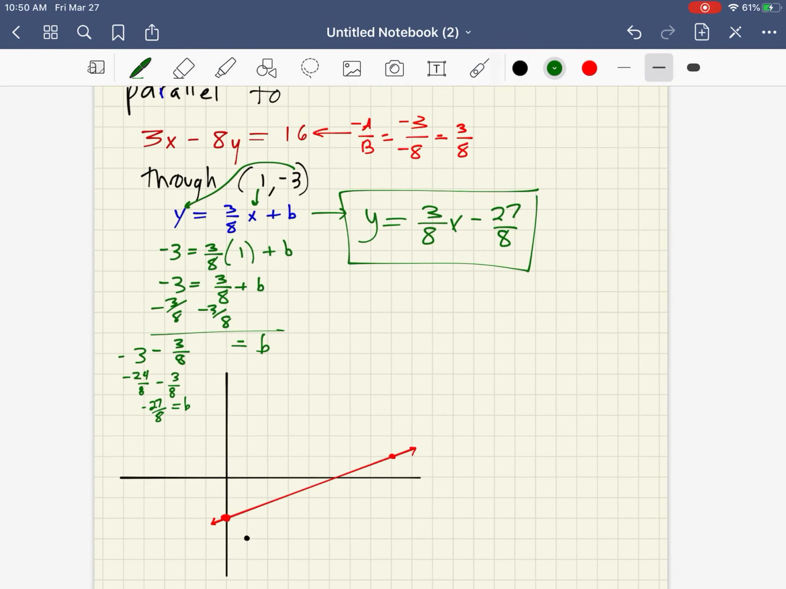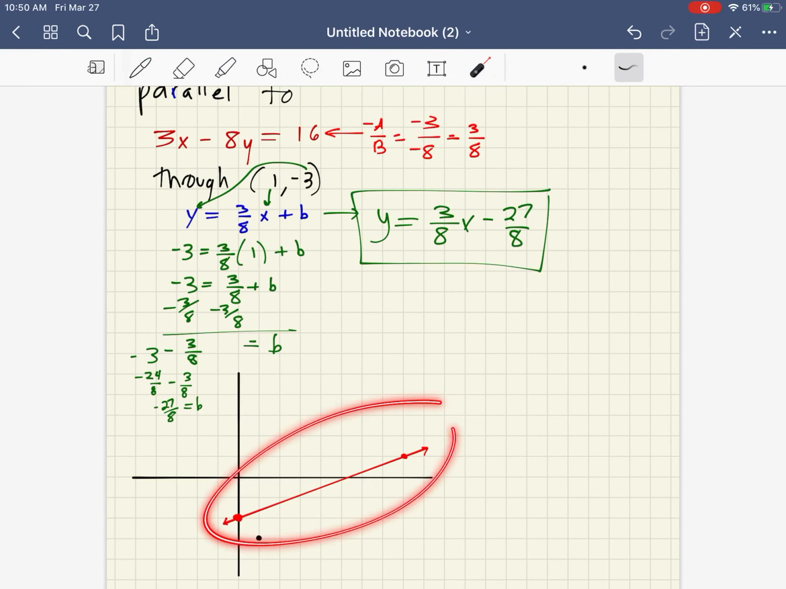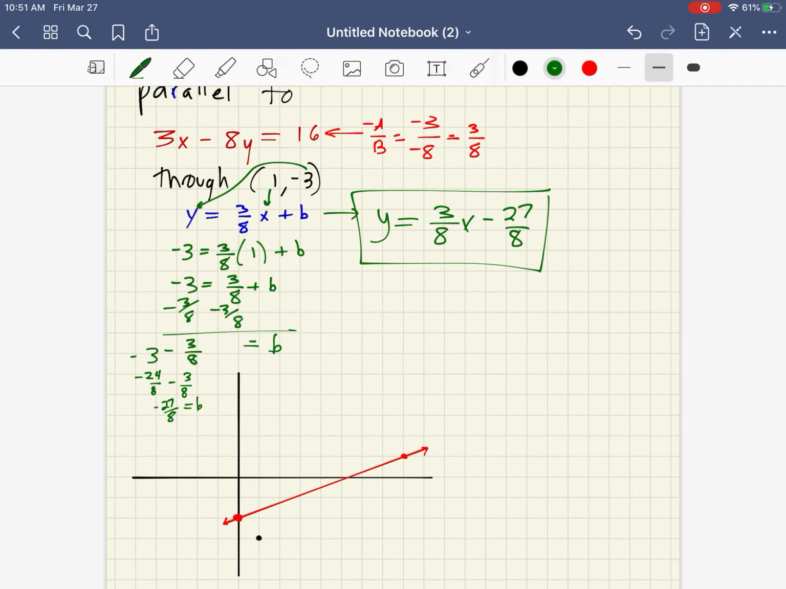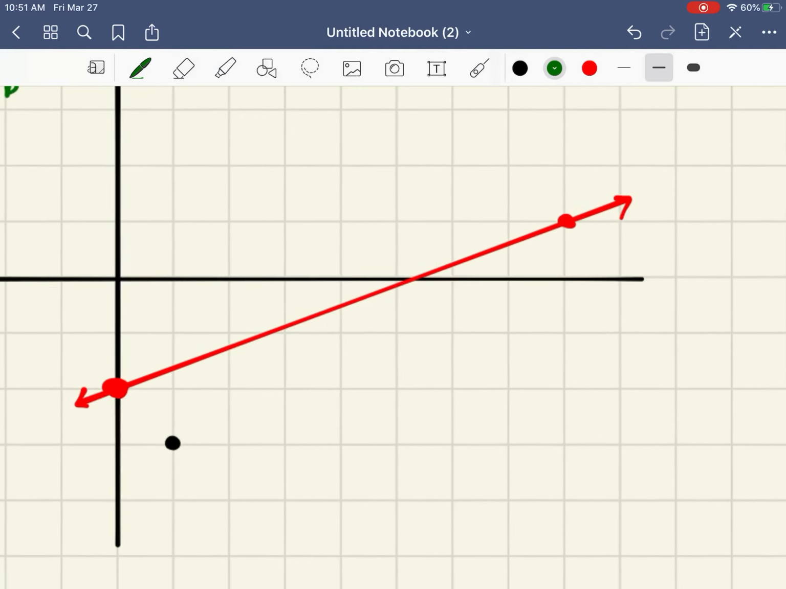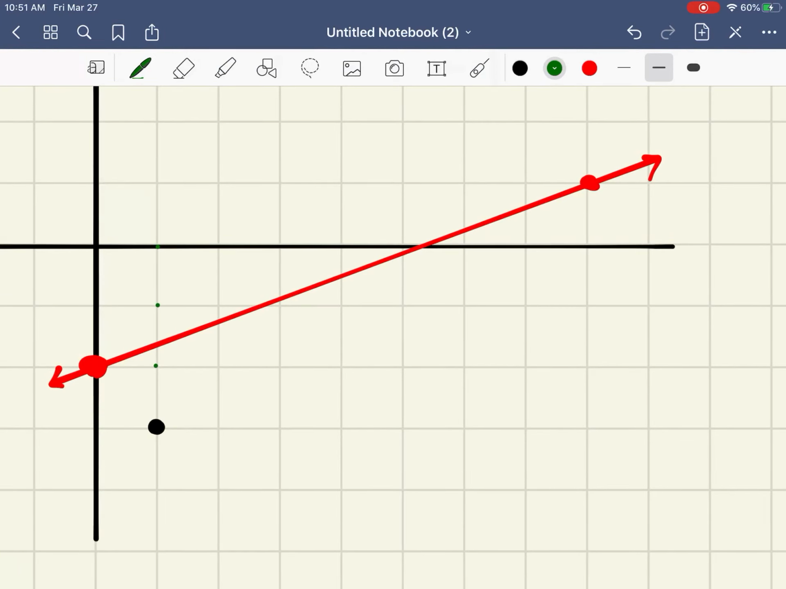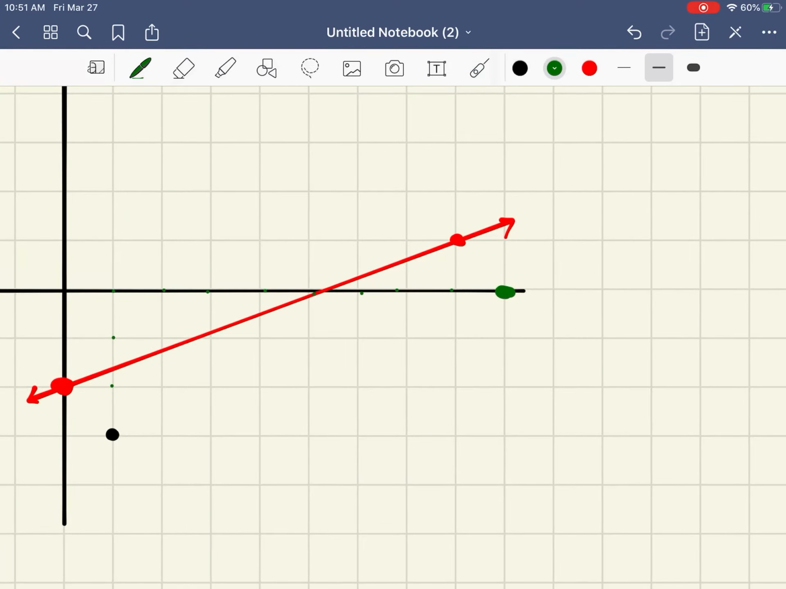Now, down below, I've got the red equation graphed. It's right here. And I've got my 1, negative 3. My point is right there. And if I use a parallel slope, I'm going to go up 1, 2, 3, and over 1, 2, 3, 4, 5, 6, 7, 8. Puts me there. And when I try to connect those, you can see my line is parallel to the red line.